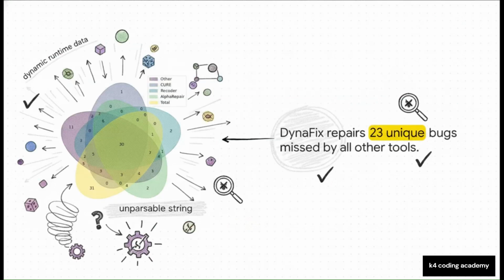And notice the overlap in this diagram here. By utilizing runtime data, DynaFix isn't just fixing the easy bugs. It actually fixes 23 completely unique, highly complex bugs that every single other baseline tool failed to solve. These are the kinds of bugs where you absolutely need to see the intermediate variable states, like an unparsable string causing a crash deep in a call stack, just to understand what's actually broken.